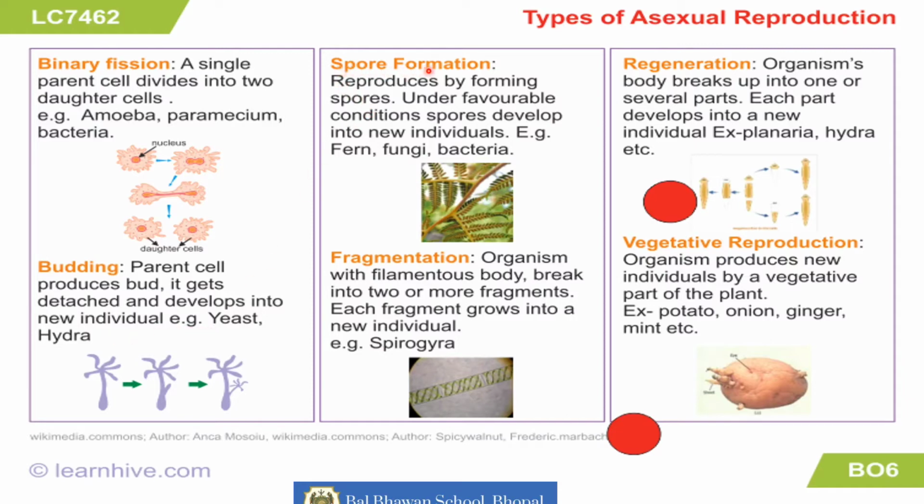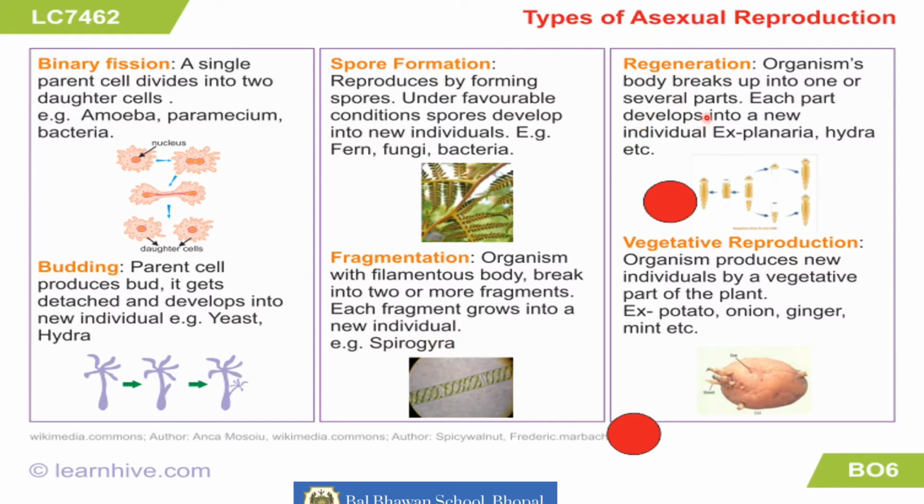In the case of spore formation, reproduction occurs by the formation of spores. These spores, under favorable conditions, give rise to a new individual. We have this mode of reproduction in ferns, fungi, and bacteria. In fragmentation, an organism divides into fragments and each fragment grows into a new individual. We have Spirogyra as an example for this.